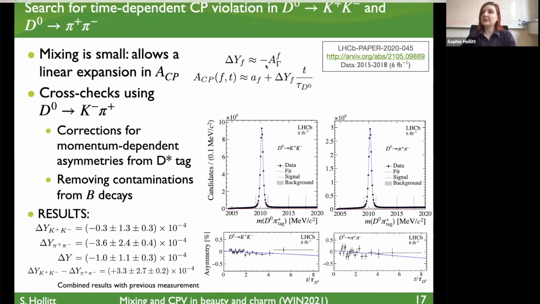And in other notations, you might be more used to this as a gamma f term. So this is performed using some extra cross checks with D0 goes to K pi decays, and it uses the D star flavor tagging that we talked about earlier as well. So here we fit the mass of the D star, and we have an extra region to control for background effects. And when we take the asymmetry and fit this line to it, we get these updated results for delta y in each of the modes, and then a combined measurement for them together. And this is a factor of improvement in the precision of these measurements.